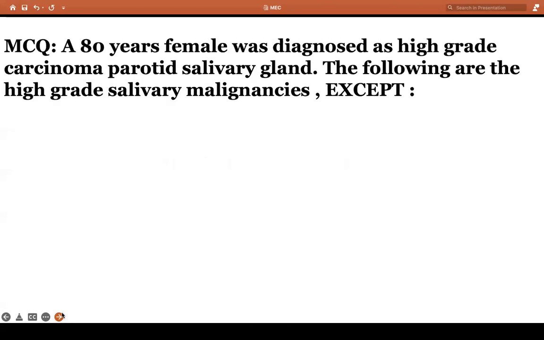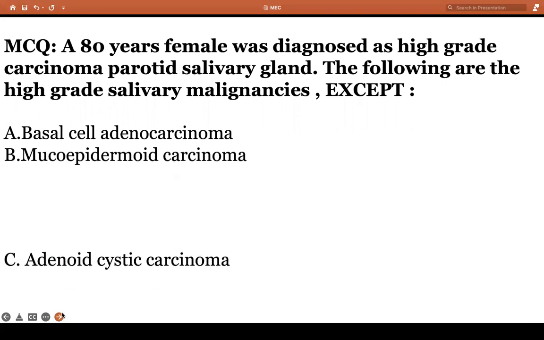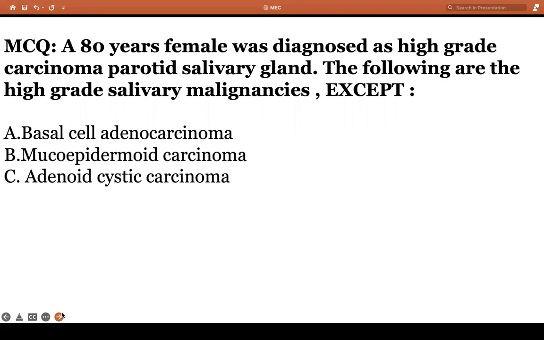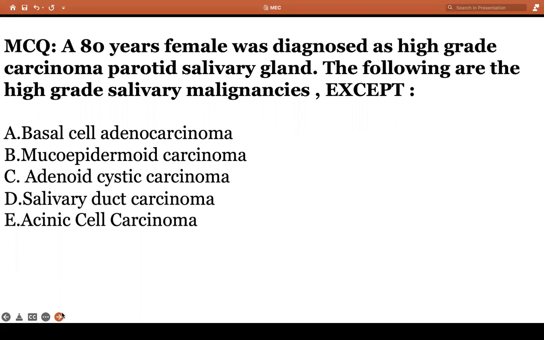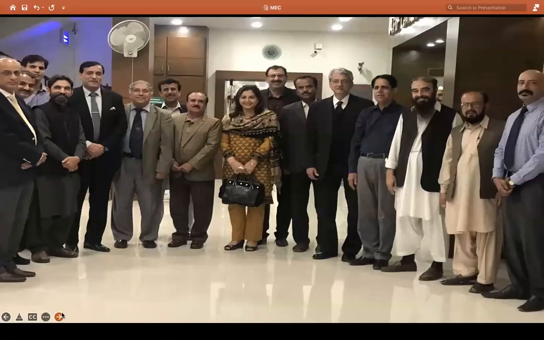It is the parotid. Another MCQ: an 80-year-old female was diagnosed with a high-grade tumor. Which of the following are high-grade salivary gland tumors, except: basal cell, no. Mucoepidermoid, yes. Adenoid cystic, yes. Salivary duct carcinoma, yes. Eosinophilic carcinoma, no. It is the basal cell carcinoma.